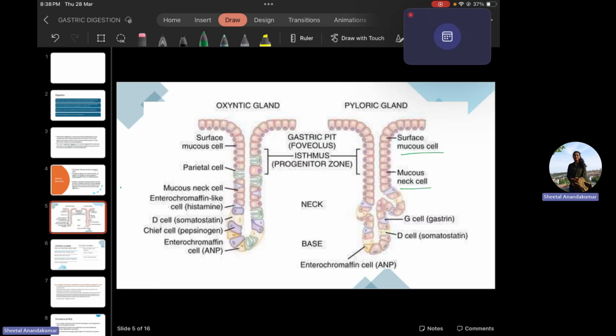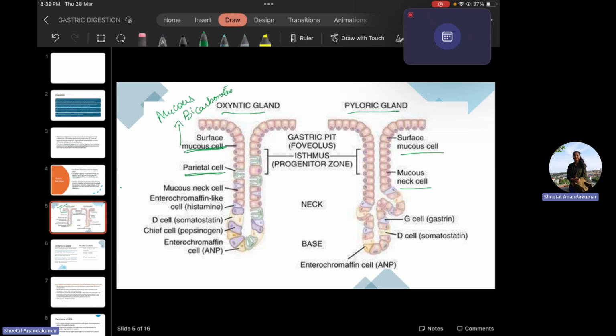Now here we see the picture of oxyntic glands and pyloric glands. In the oxyntic glands, the first one here is the surface mucus cells. These surface mucus cells produce mucus and bicarbonate. The mucus is mainly involved in protecting the lining of the stomach, and the bicarbonate is there for neutralization of the acid, again to protect the epithelial lining.